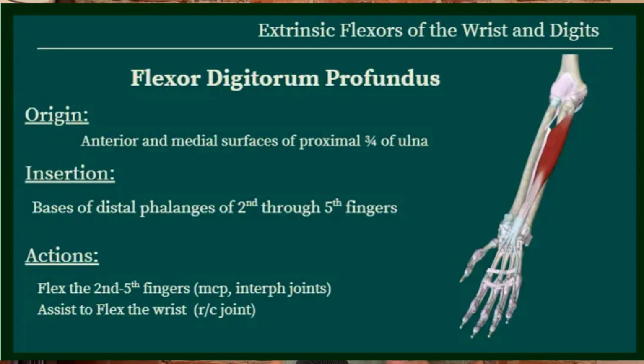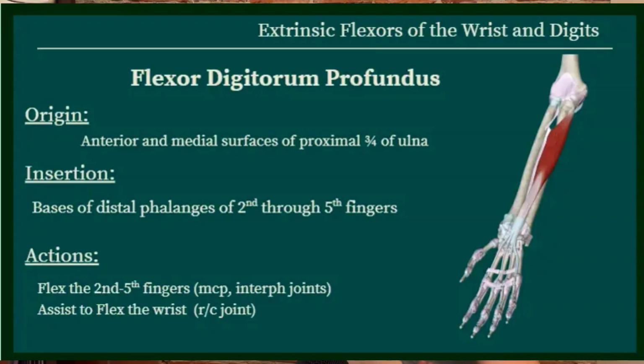Flexor digitorum profundus is what makes those tiny little end ones bend, okay? Because it inserts at the bases of the distal phalanges. It inserts at the base of the tiny little tippy fingers to help you to be able to go.